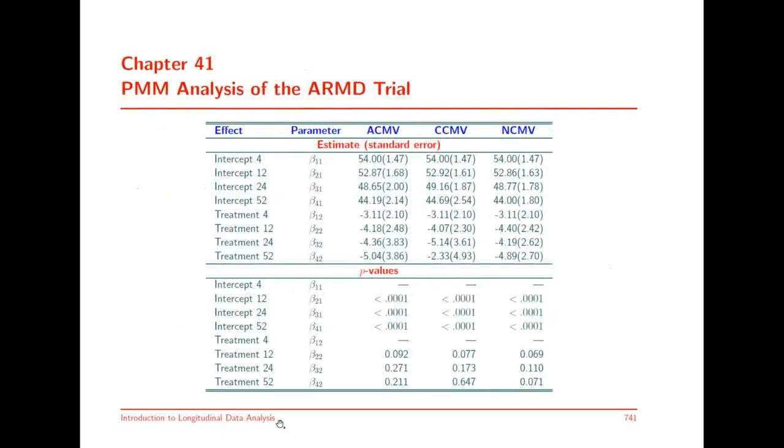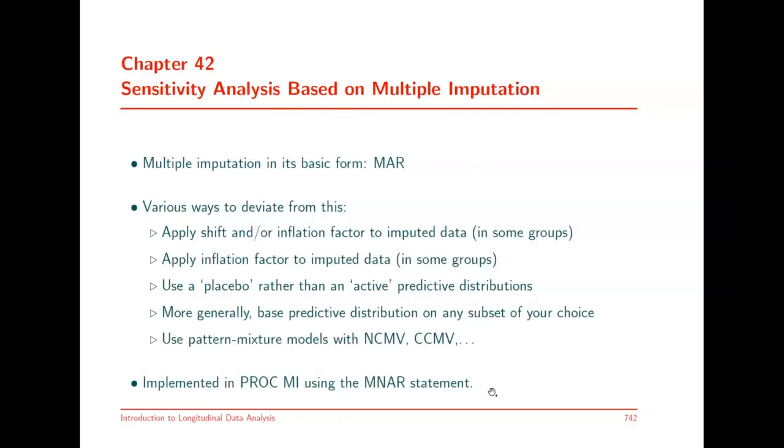Pattern mixture analysis of the ARMD trial with the restrictions, we can do those in SAS. ACMV is just the plain. DCMV and NCMV can be done in SAS. So what you can conclude is, well, the point estimates do change a little bit, but the conclusions at the end of the day, they vary, but not to the extent that something non-significant would become highly significant or vice versa. So the conclusion remains, we don't find anything. Okay, so we are now moving towards the final part that I wanted to cover, and that is we can do sensitivity analysis based on multiple imputation.